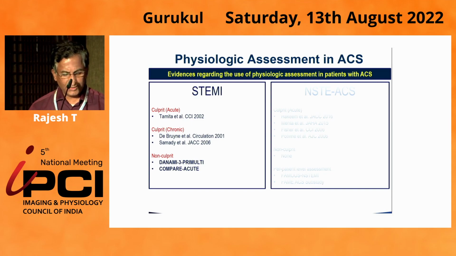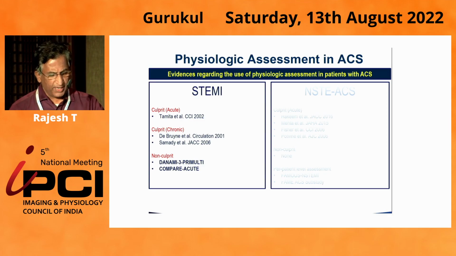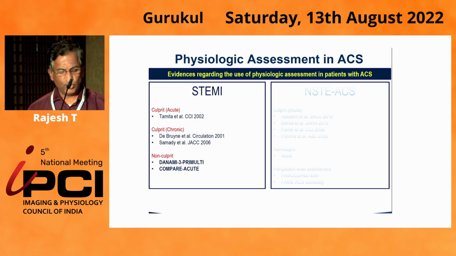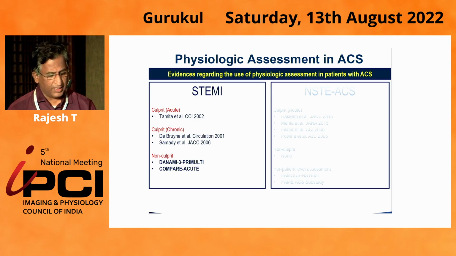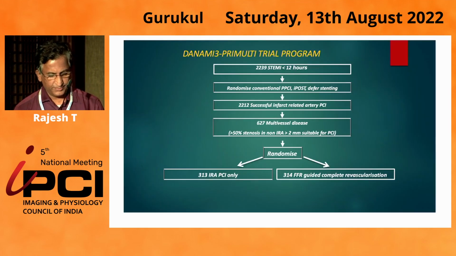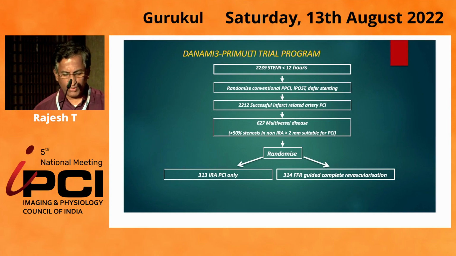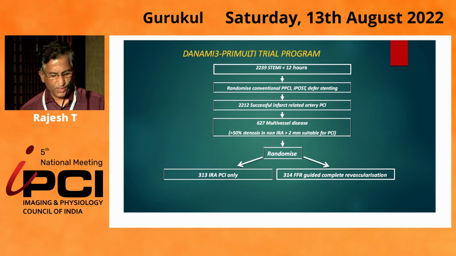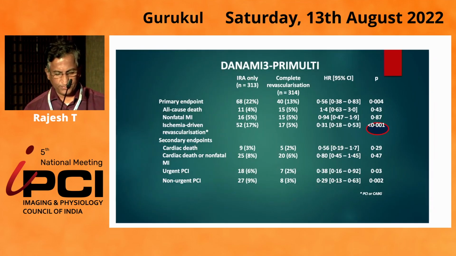There are two important trials called the DANAMI-3 PRIMULTI trial and the COMPARE-ACUTE trial. These trials compared target culprit vessel angioplasty versus FFR-guided PCI in non-culprit vessels, and they compared the outcomes of target vessel versus complete revascularization FFR-guided. And this is a flow chart of the PRIMULTI trial program, 300 patients in both the groups, FFR-guided and the infarct-related artery PCI alone.